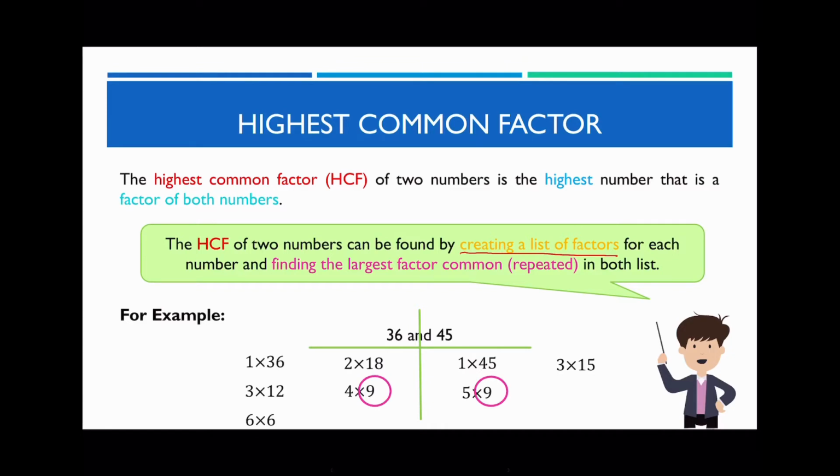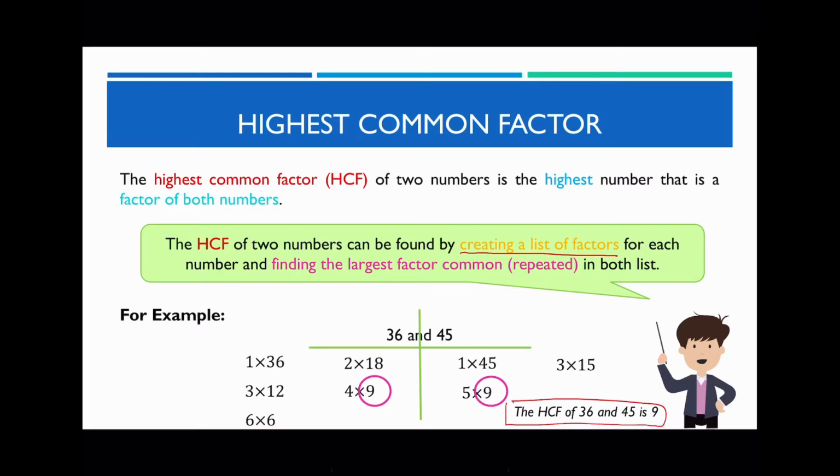And if I'm trying to find the highest common factor, what that means is I'm trying to find a number that is present in both lists, which is the highest value in this case. In this example, this would be 9. So therefore, 9 is considered to be the highest common factor of 36 and 45. So this is how you would answer this particular question.